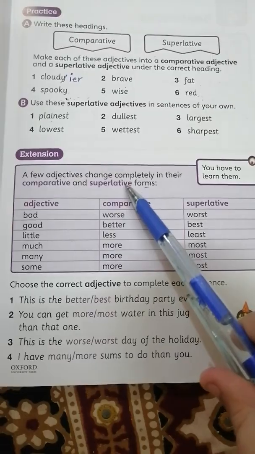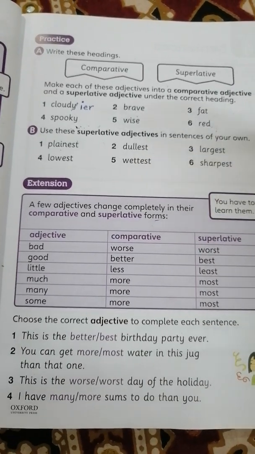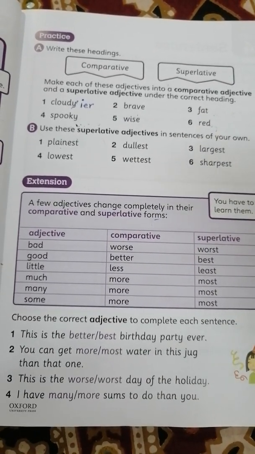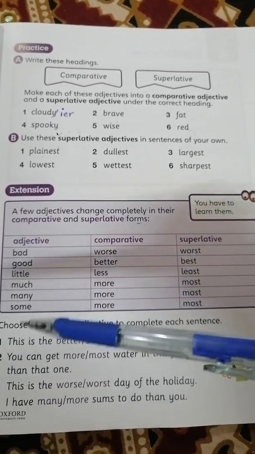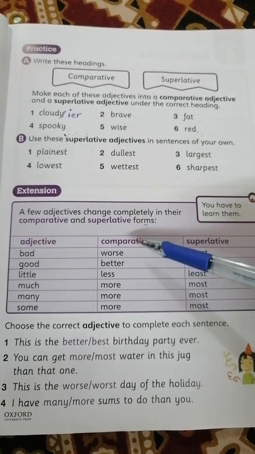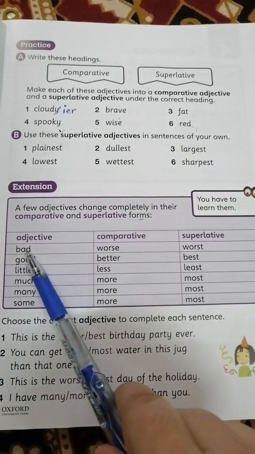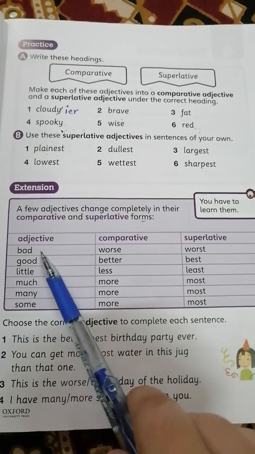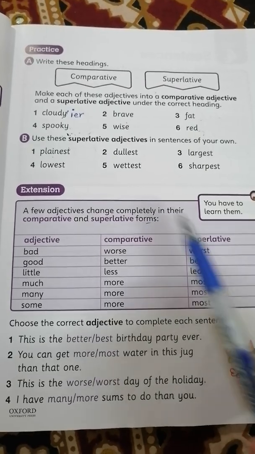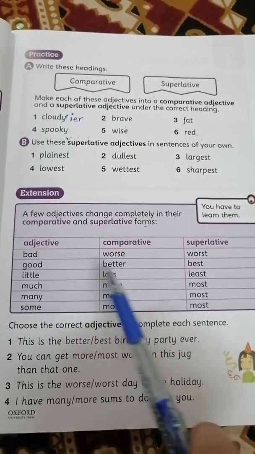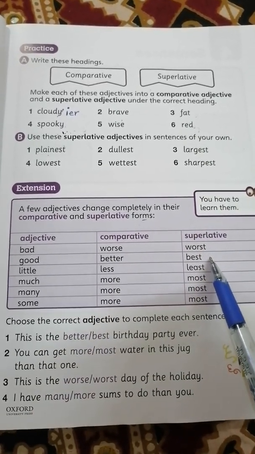A few adjectives change completely in their comparative and superlative forms. There are some adjectives that do not form the comparative and superlative from their positive; they totally change. Like the adjective bad. It is not badder or baddest. Its comparative is worse and superlative is worst. The adjective good: it is not gooder and goodest. Its comparative is better and superlative is best.